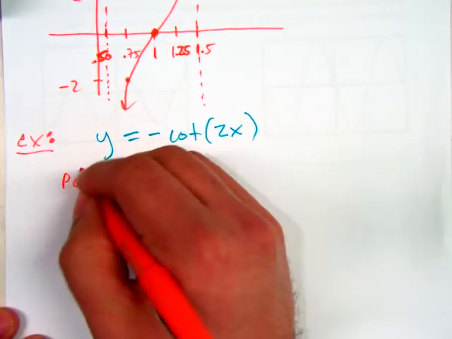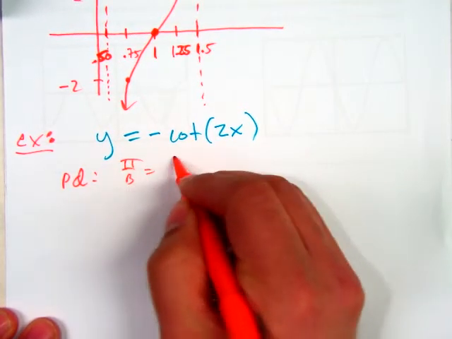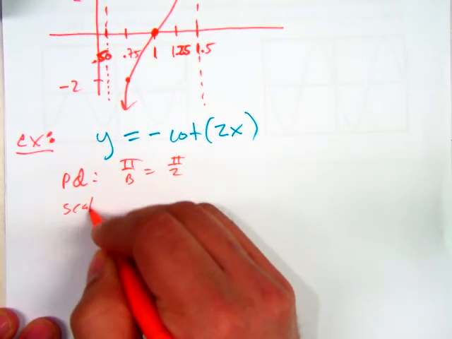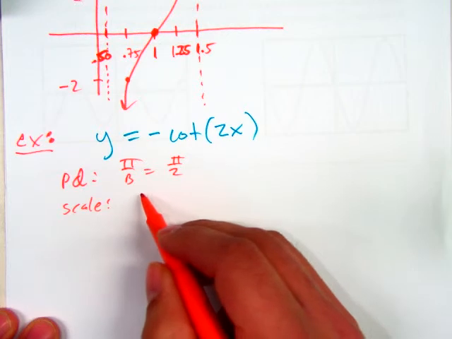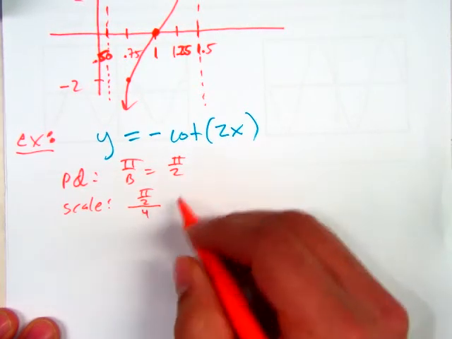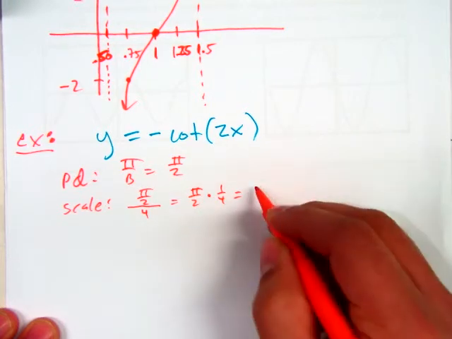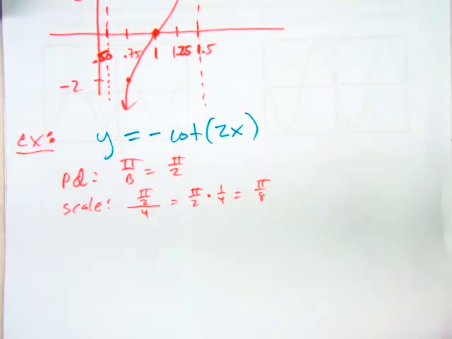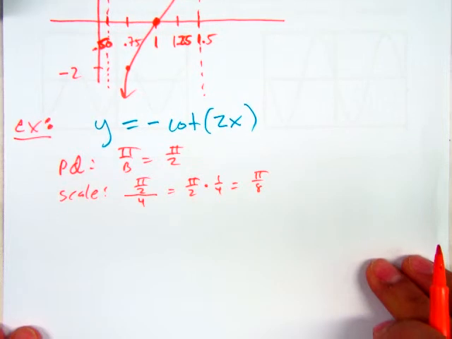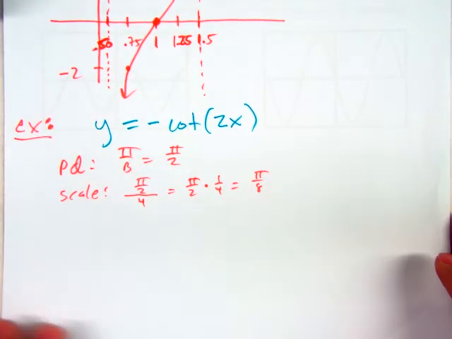What's the period going to be? So pi divided by b is pi over 2. What scale should we use then? If we're taking pi over 2 and cutting it into 4 pieces, that's the same as multiplying by a quarter. So pi over 8. There is no phase shift, so that's really all we need.